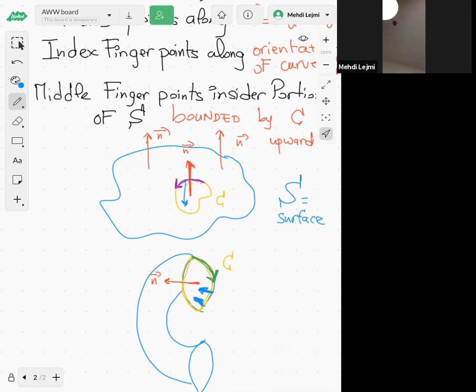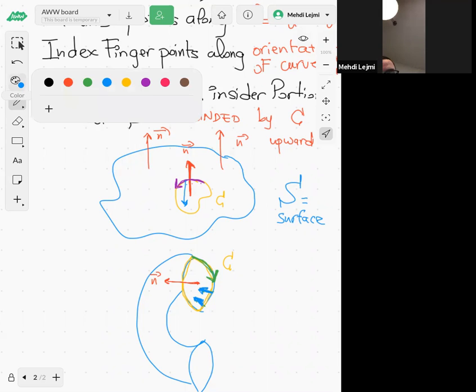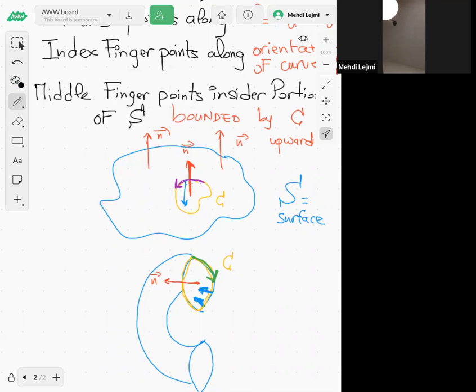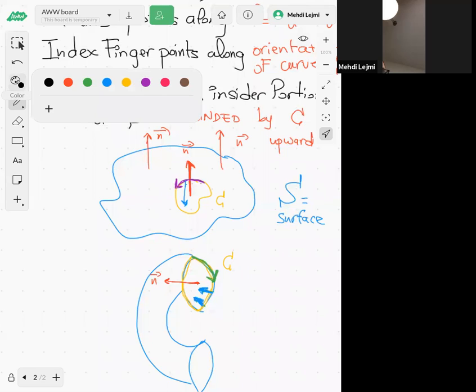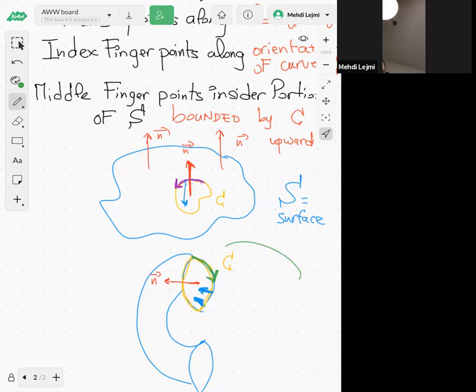Okay, so you can imagine in this case, you'd have... In these two cases, the orientation of C would be consistent with the orientation of S. So here, this orientation would be consistent with the orientation of S.